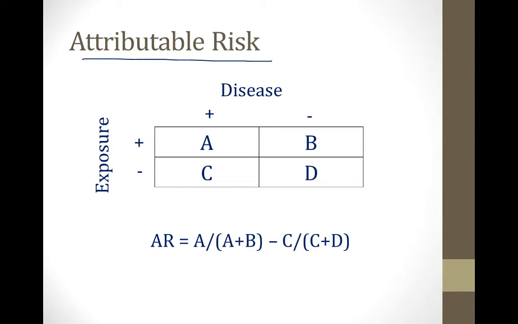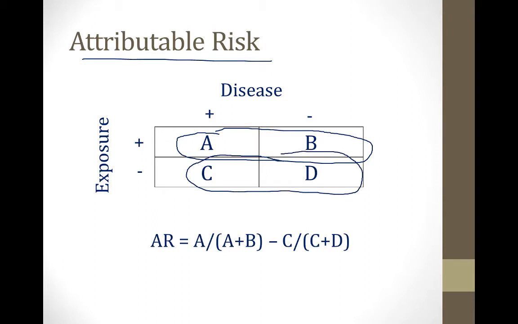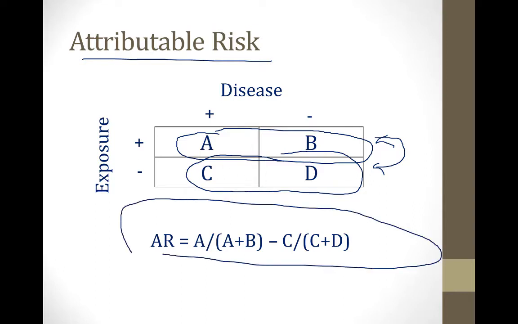So remember, I said that the risk of disease among exposed patients is A over A plus B. It's this top row with A divided by the total. The risk of disease among non-exposed is the bottom row. So that's C over C plus D. When we take the ratio of these two rows, we get the risk ratio. But if we subtract one from another, we get the attributable risk. So it's just the difference in risk between exposed and unexposed patients.